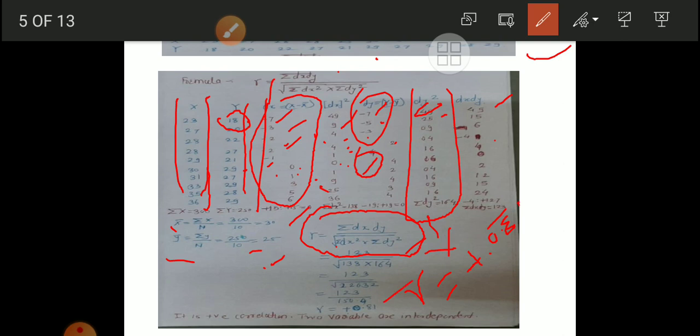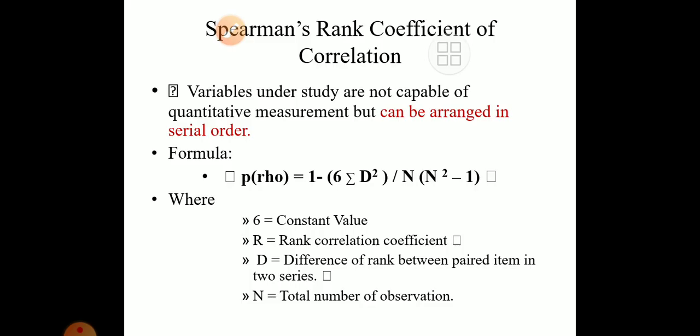So like that one, with the help of this Pearson's formula, we will be able to calculate the degree of correlation. A positive correlation is there. It is a positive value, so positive correlation of the two variables occurs. So like that one, you have to solve many problems of that kind.